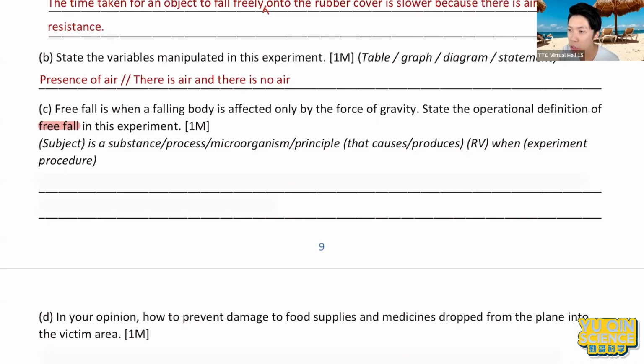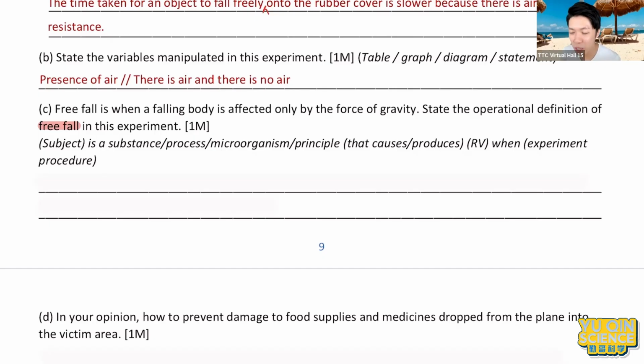Free fall is the object to the presence of air is shorter when the object falls freely onto. 佳宇，你缺少后面那个 procedure. When 那个 air is pumped out 是吗？你少了那个. Free fall is a process that causes object to fall faster when presence of air is present. Zuleka, you read again. Free fall is a process that causes an object to fall faster when there's presence of air, there's presence of air is absent.